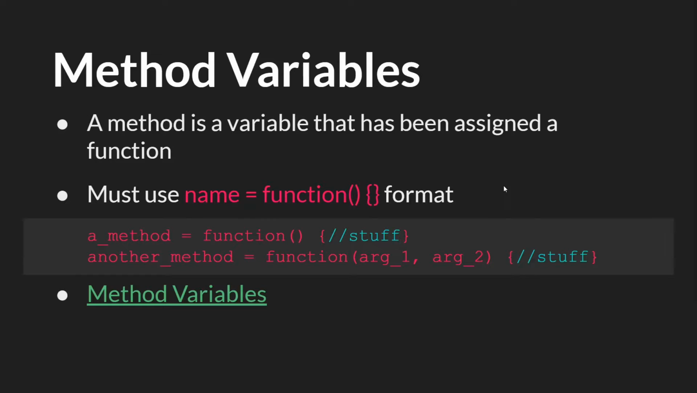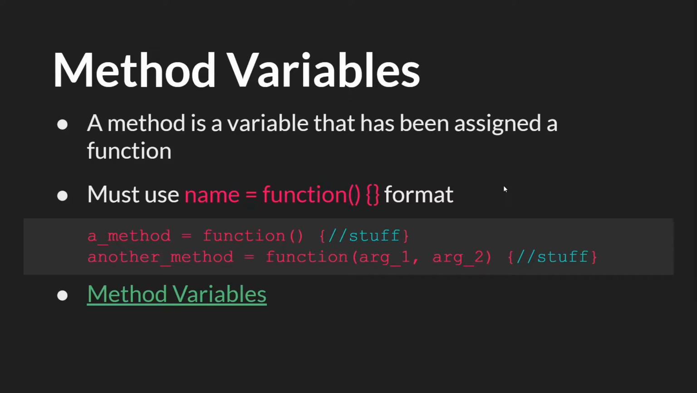A method variable is a variable that has been assigned a function. Unlike prior versions, you can now create your own functions, and you can actually take these functions and assign them to a variable, and then that variable will reference that function. They use the form variable name equals function, open parentheses, close parentheses, and then open brackets, close brackets, where whatever you put in the brackets is the body of the function.